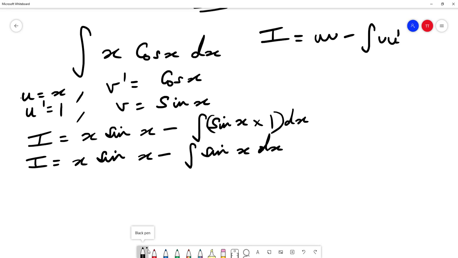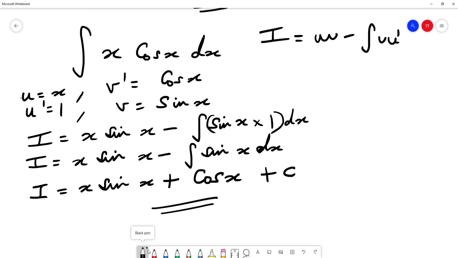Now the integral of sine x dx is minus cosine of x. So we get x sine x. Now because we've got a minus and it's minus cosine of x, it changes to plus. So we get positive cosine of x plus c. That's the answer.